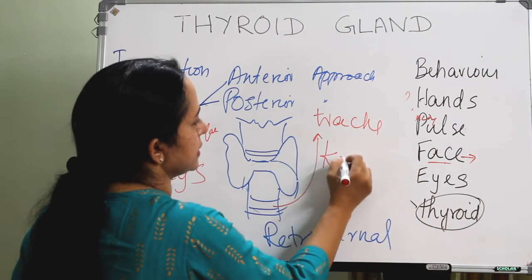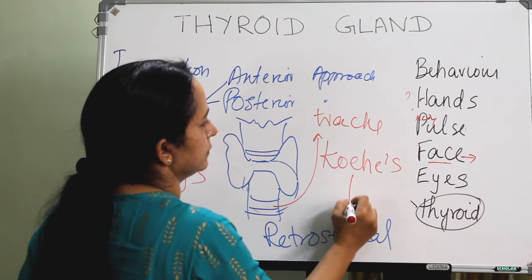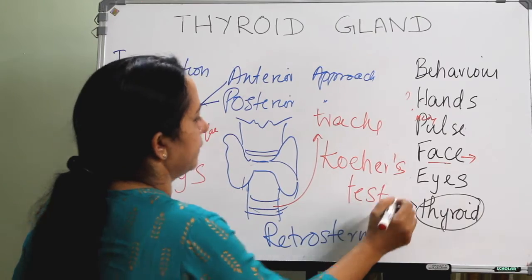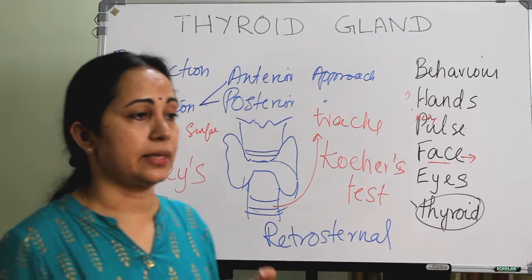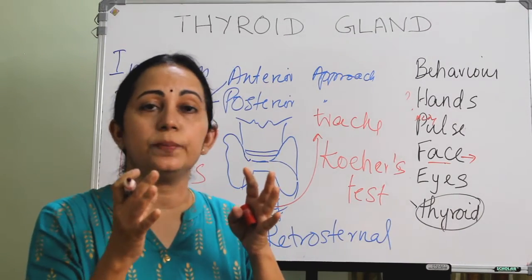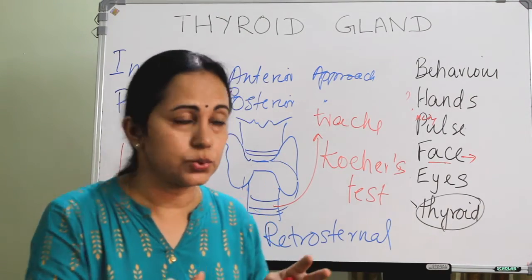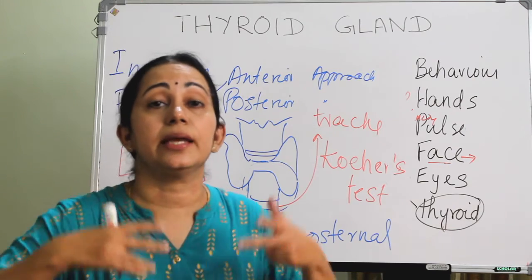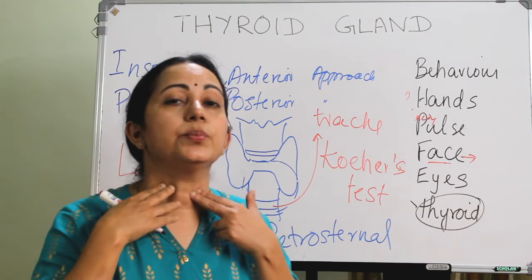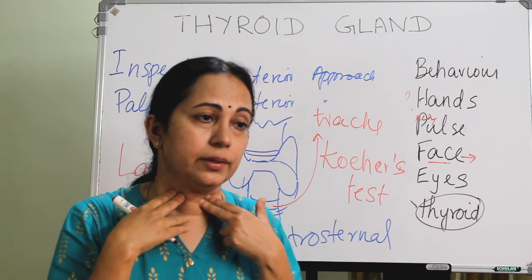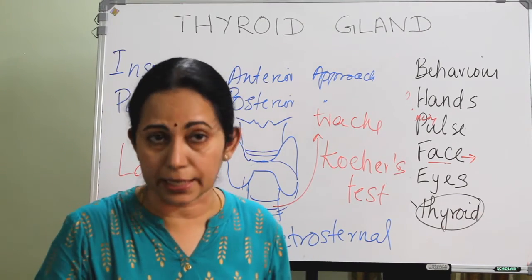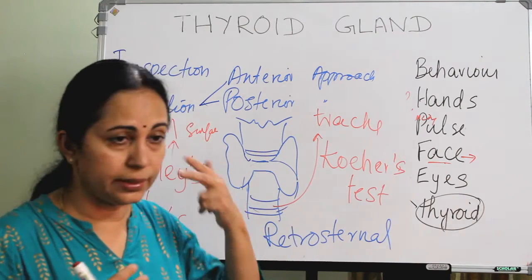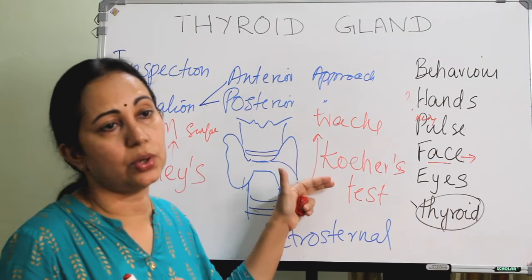We have to do Kocher's test. Kocher's test, what is that? That is for a compressed trachea, deviated trachea, when the swelling is too big and it is pressing on the trachea. So you have to look for that. Ask the patient to sit and take a deep breath. Along with that, you push on both lobes of the thyroid. If the patient develops stridor, that means the patient is having a compressed trachea or a deviated trachea, and that test is called Kocher's test.